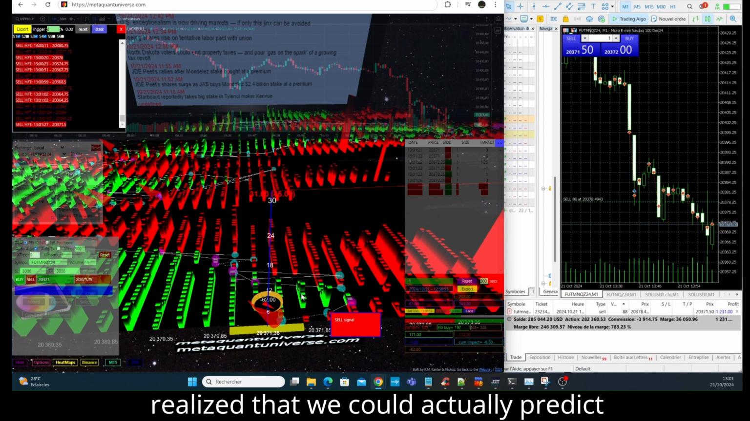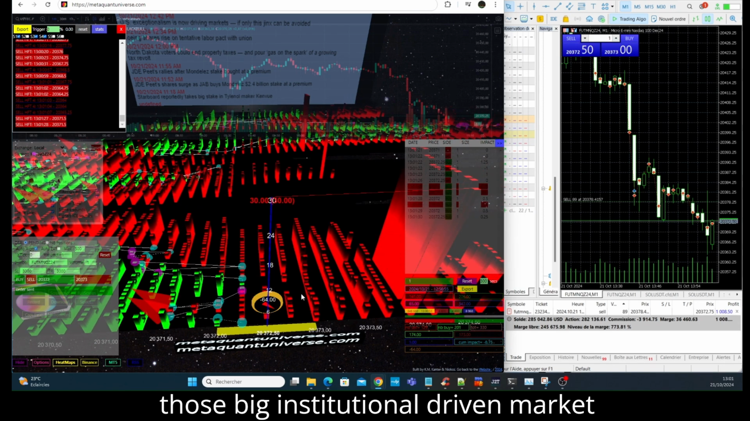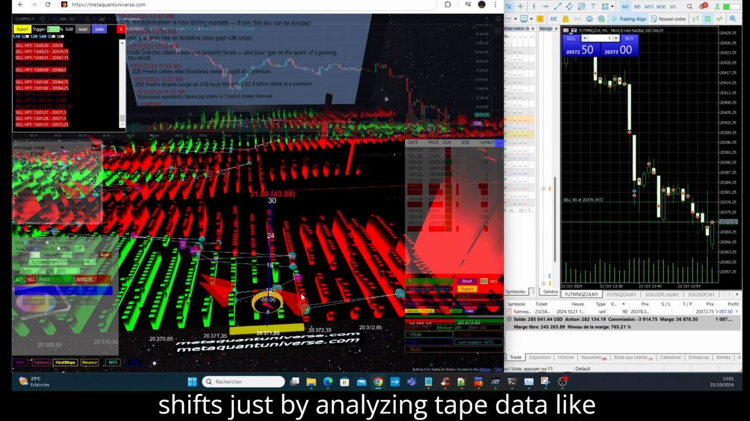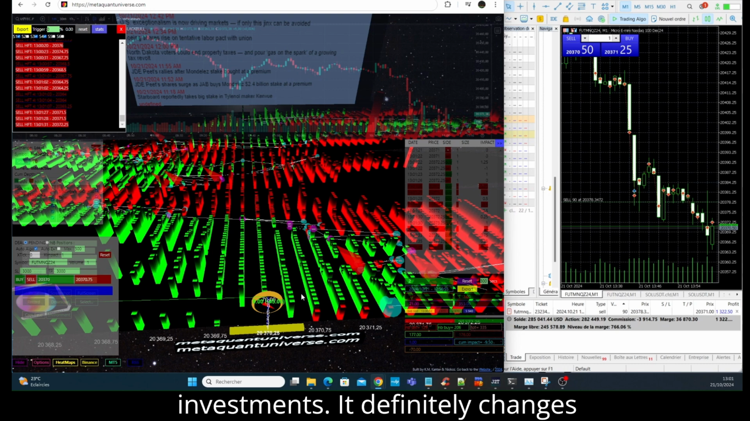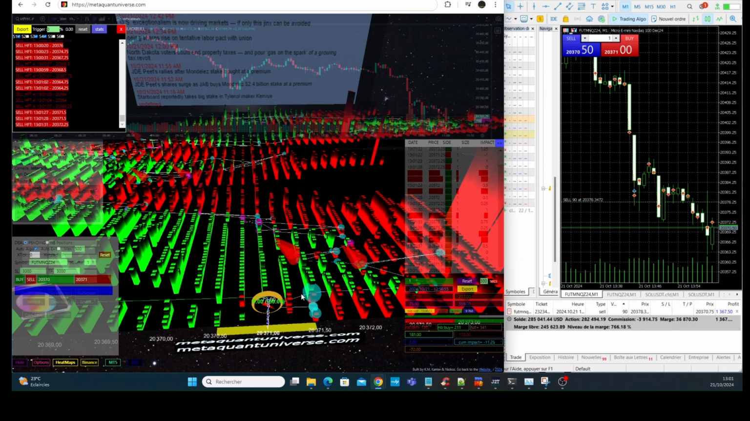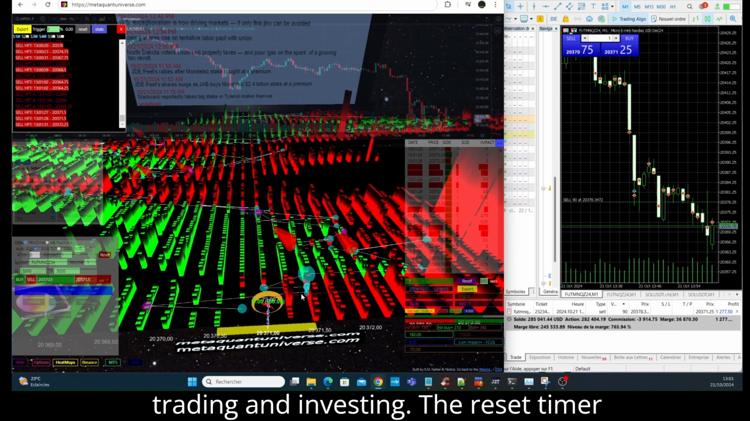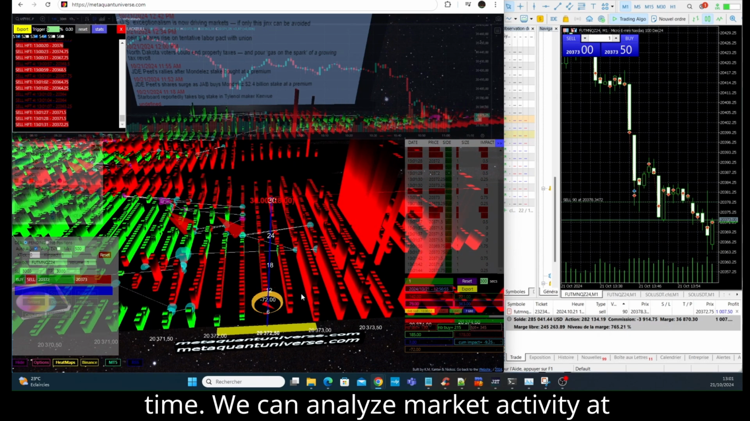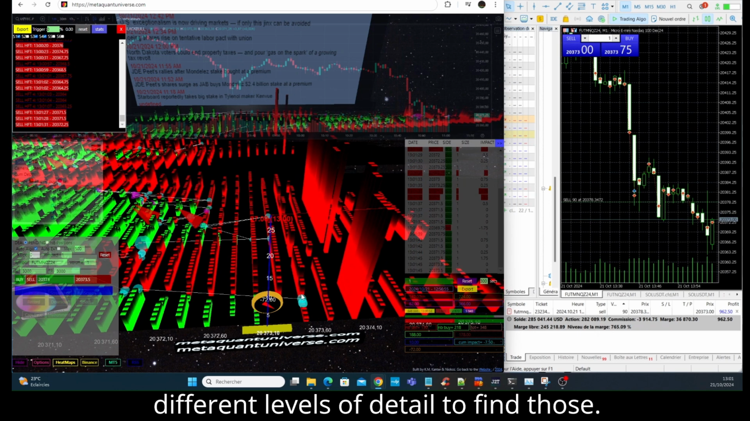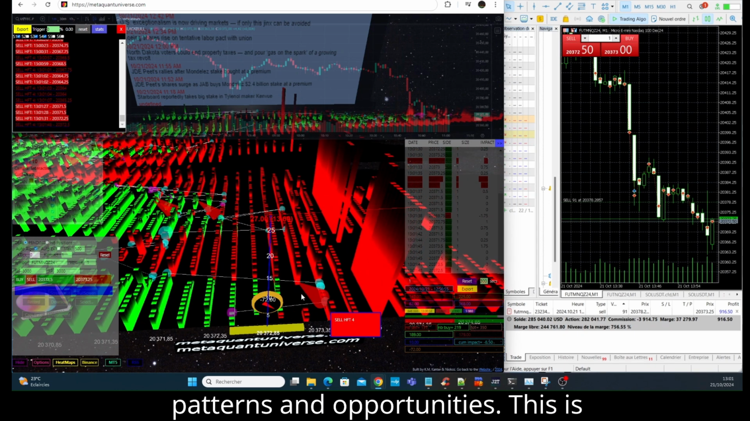Wow. I never realized that we could actually predict those big institutional-driven market shifts just by analyzing tape data like this. This could be huge for long-term investors. It definitely changes things. It shows just how crucial understanding the time element is for trading and investing. The reset timer lets us control our perception of time. We can analyze market activity at different levels of detail to find those hidden patterns and opportunities.